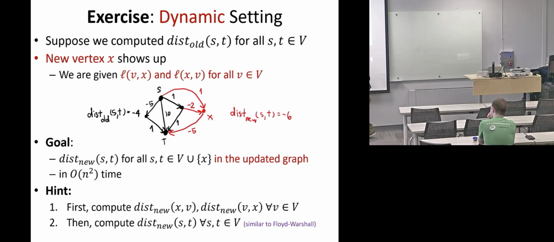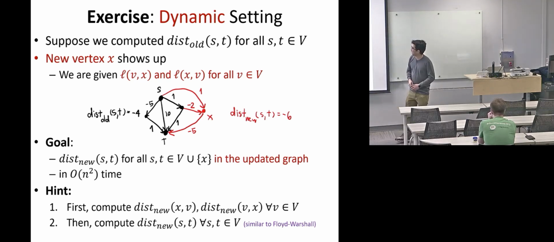And the distance, now once X appears, you can see that the distance can change. Maybe from S to T, this used to be the shortest path. Now once X appears, then the shortest path goes through this way. So the distance can totally change.